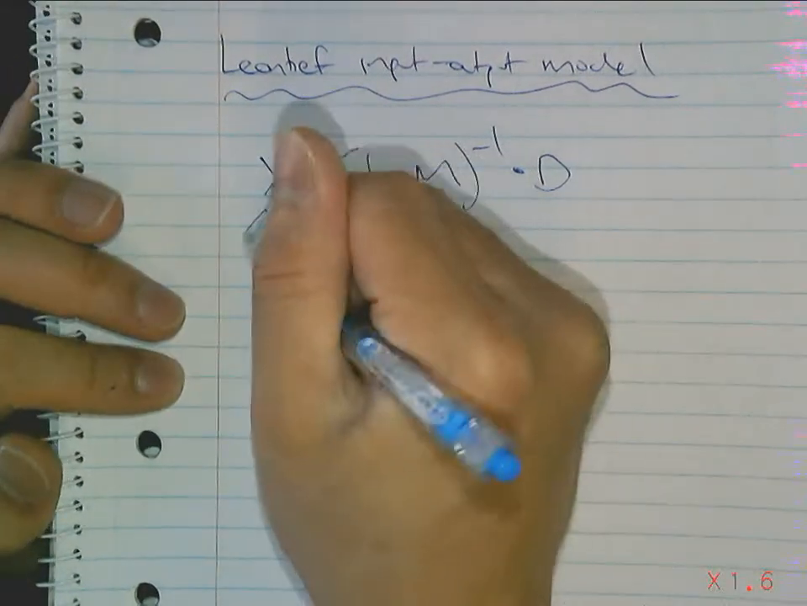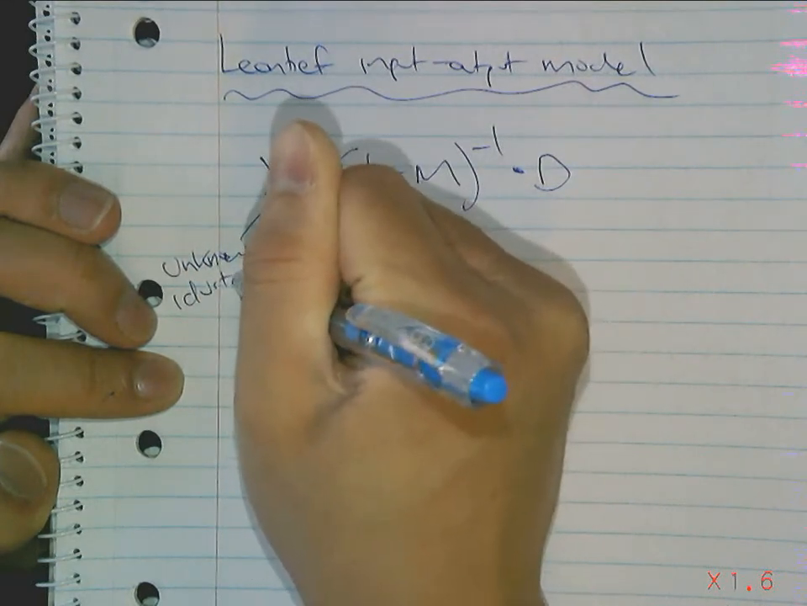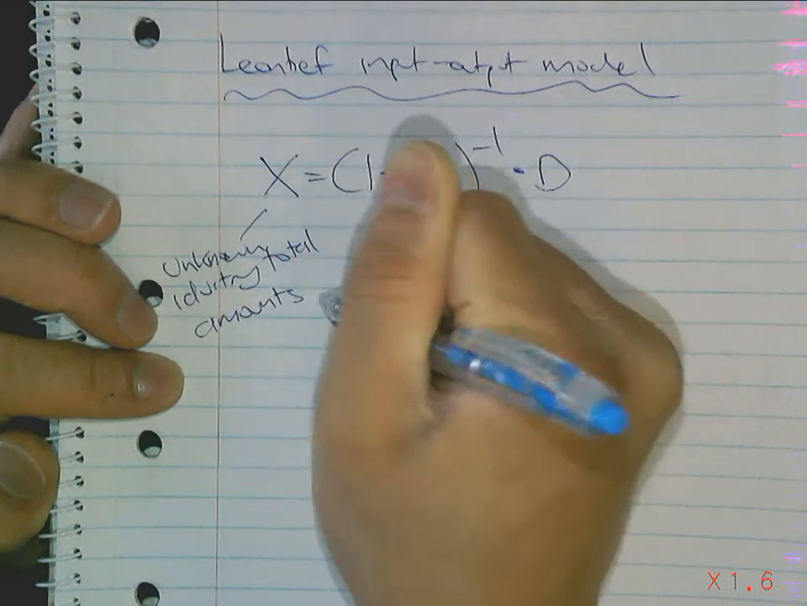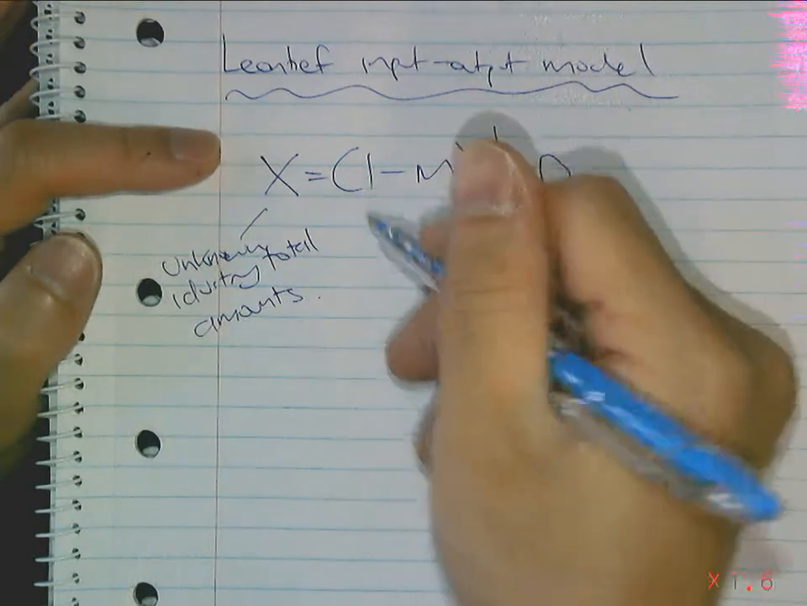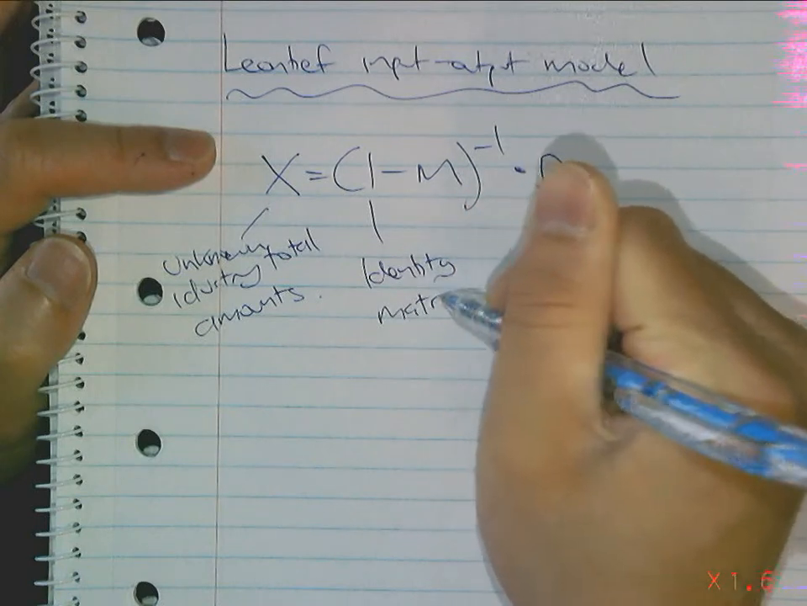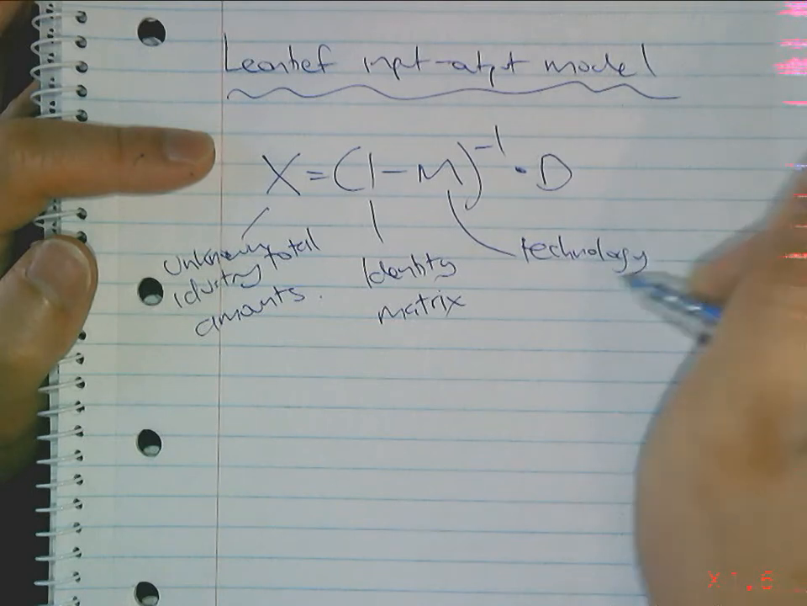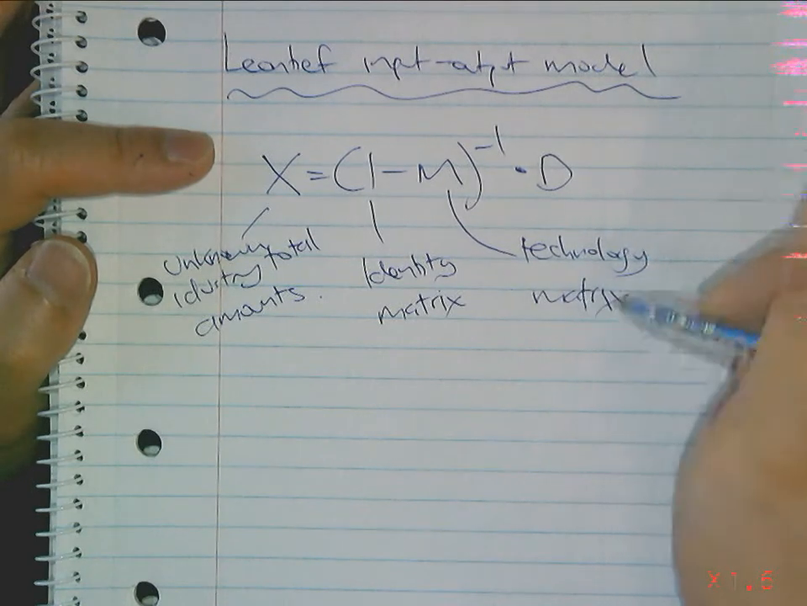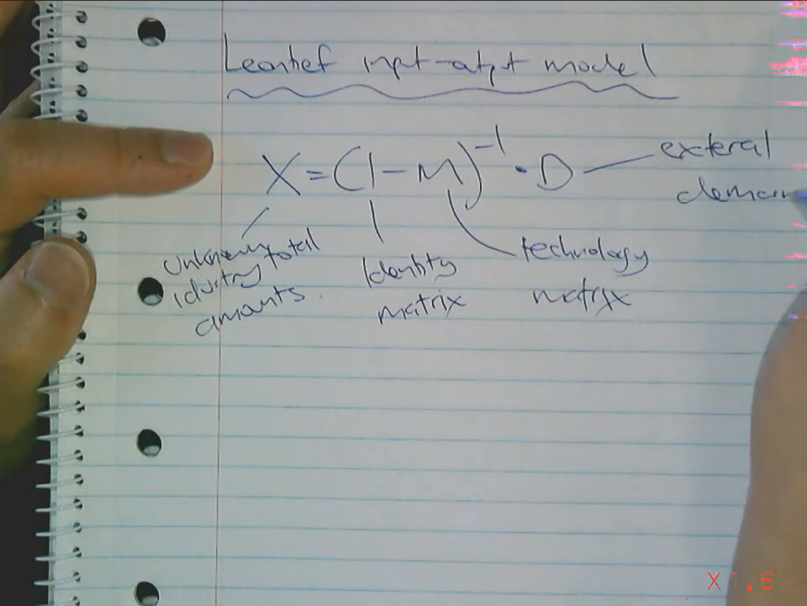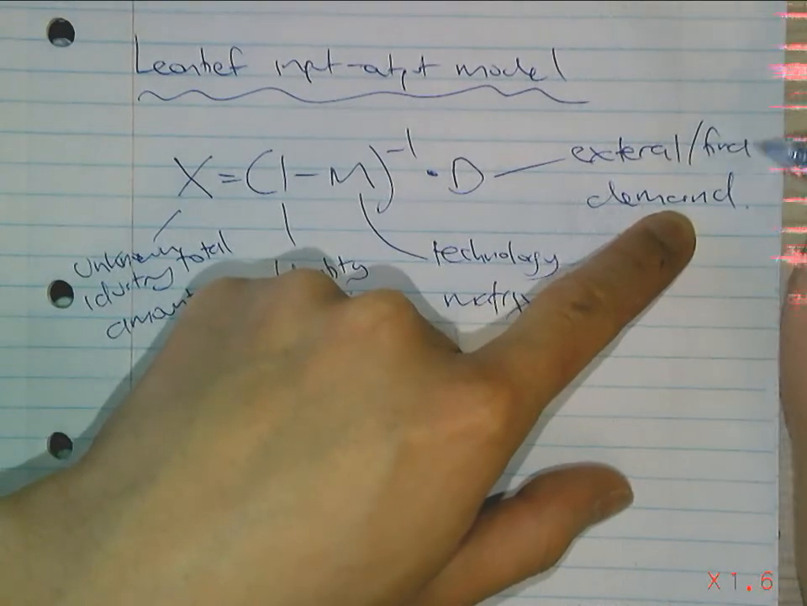What does X represent? This represents your unknown industry total amounts. This is in fact what we wanted to solve for, X. What does I represent? Your identity matrix. What does M represent? It's known as your technology matrix. And what does D represent? This represents your external, or final, demand.